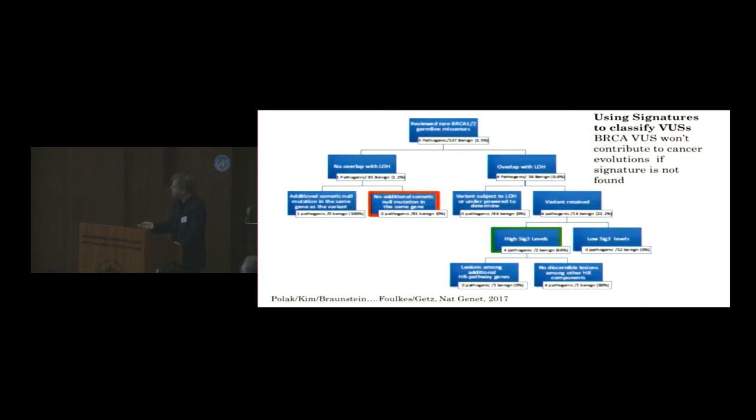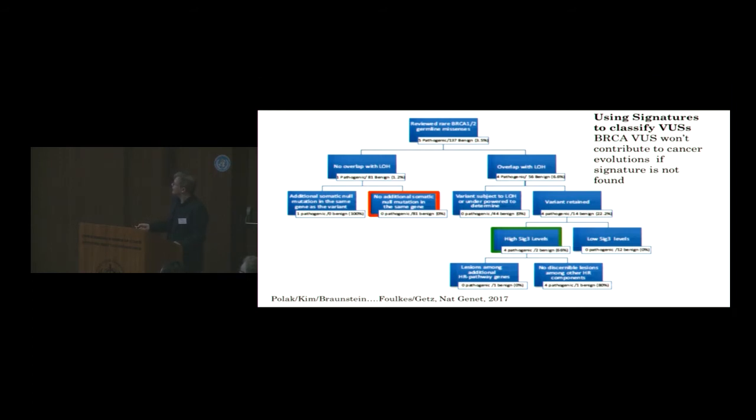So this is the figure from the paper where Paz and colleagues used the TCGA data to try to classify BRCA1/2 VUSs, and essentially we're able to, in a pathway manner, ask the question: was there any LOH, for example? Was it of the right allele? Was there any evidence for another mutation in another pathway gene or in the same gene?